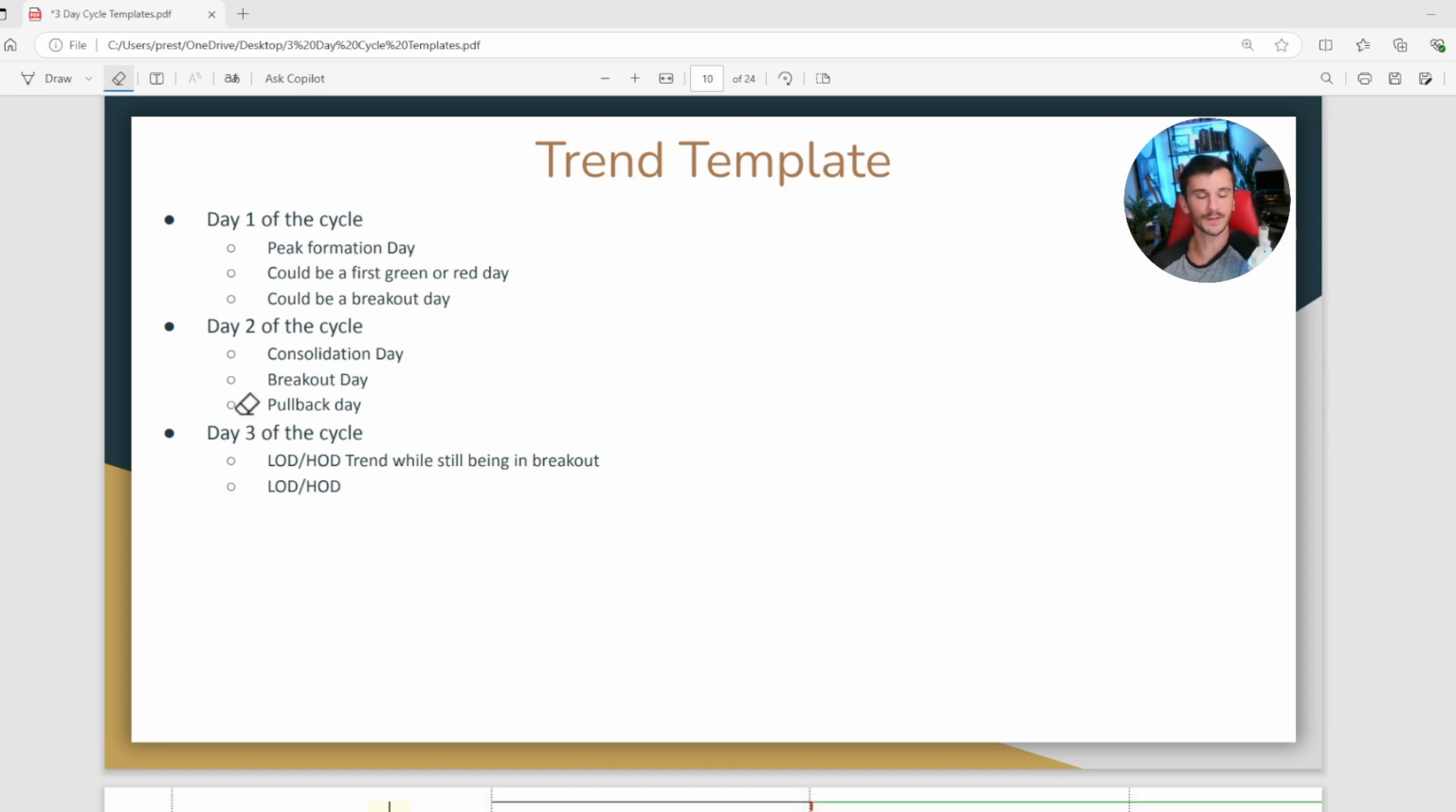So now we're going to go into some of the trend examples and the different types of templates you can see for a good trend trade using the 3-day cycle. So day one of the cycle is going to be that peak formation day.